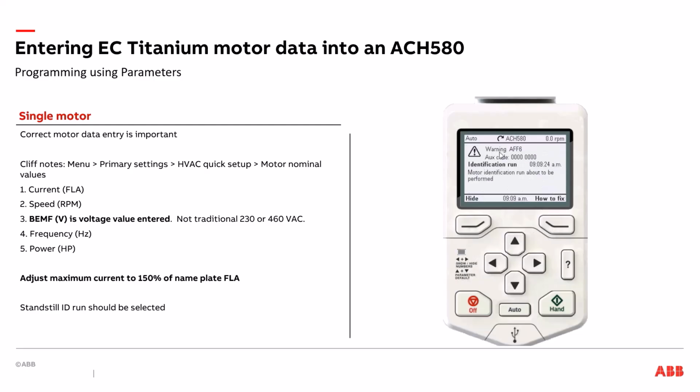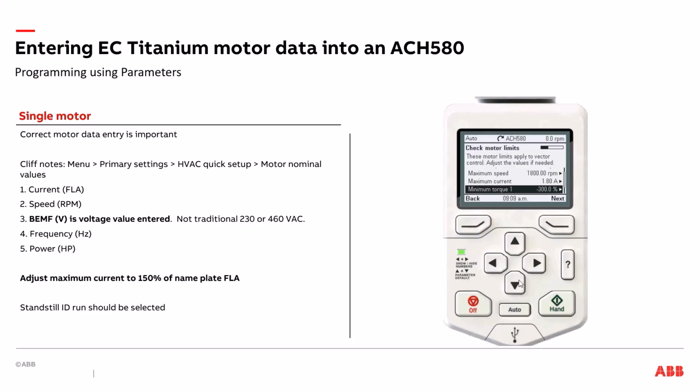You will see this identification run warning come up. We can just hit Hide. We now are going to go down and adjust the maximum current. As I mentioned earlier, we want to adjust the max current to 1.5 times the motor nameplate FLA. So in our case, that's going to be around 1.8 amps because we have a 1.2 amp motor. I'm going to press Save.